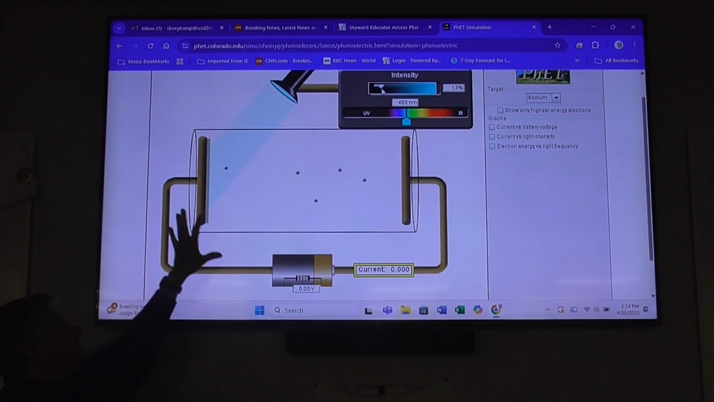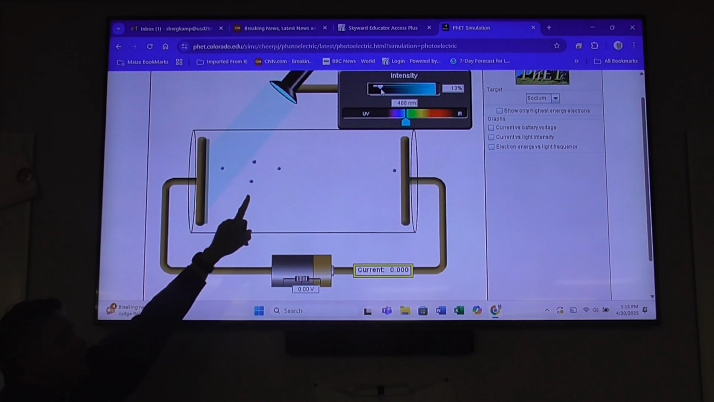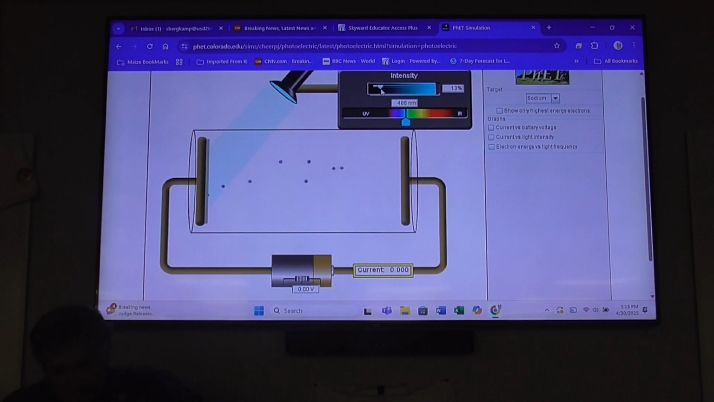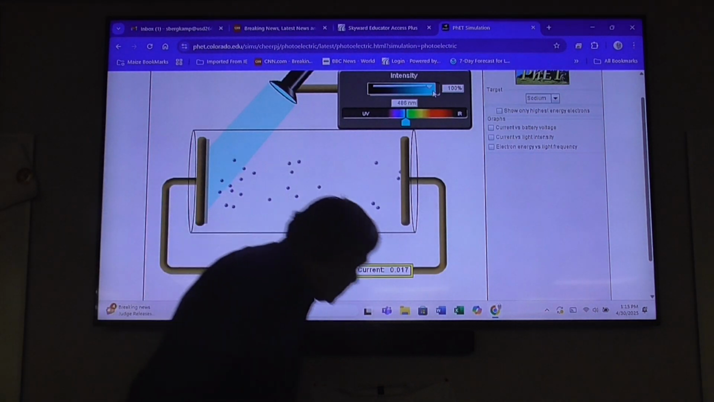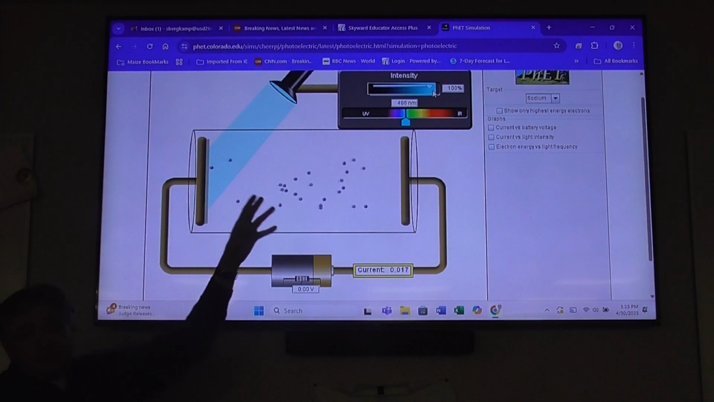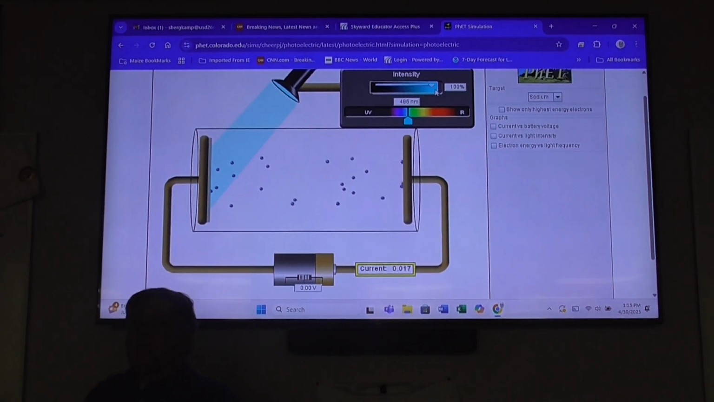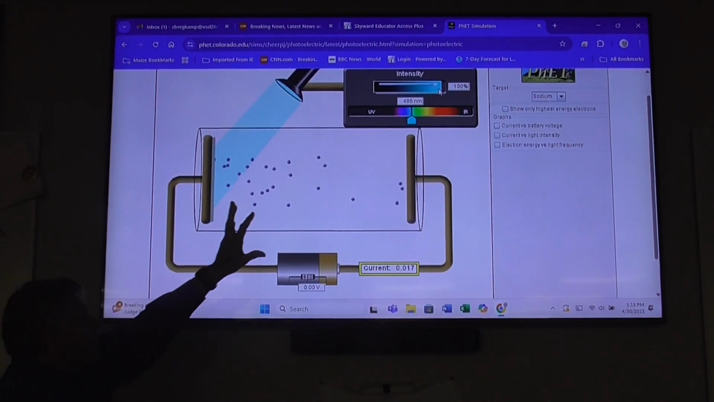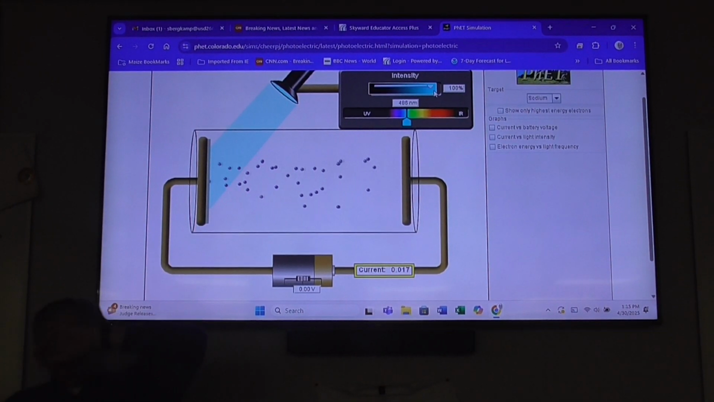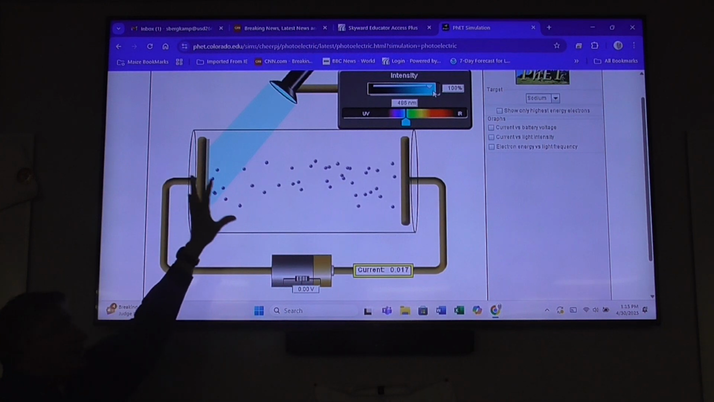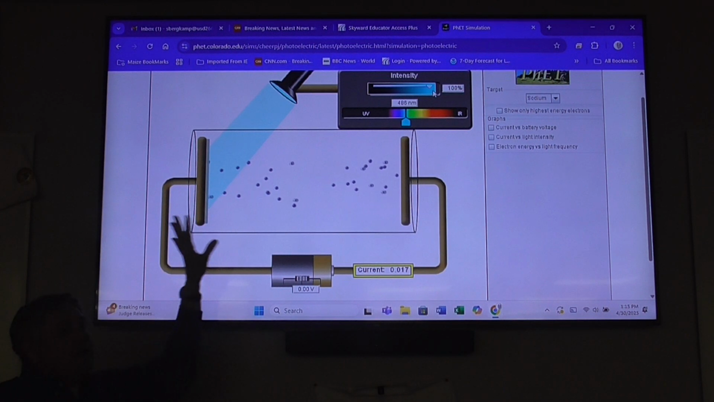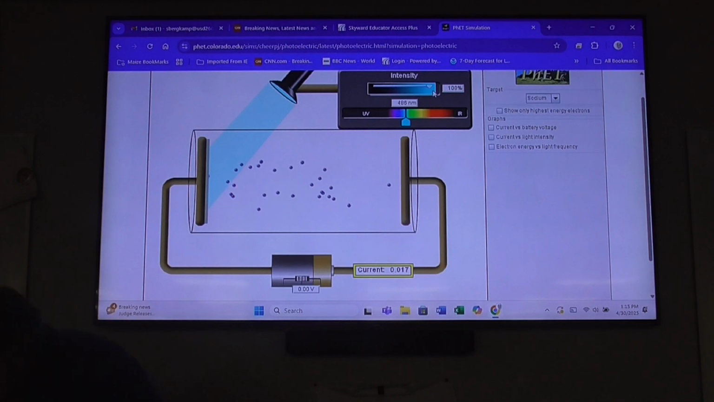So what I'm going to do is increase the intensity of the light. I'm going to take that top bar and slide it over, and let's go up to like 100%. When I do that, what's happened to the number of electrons that are being kicked out? They've increased, right? When I increase the intensity, I'm increasing the number of photons that are interacting with the metal. However, here's going to be the difference.